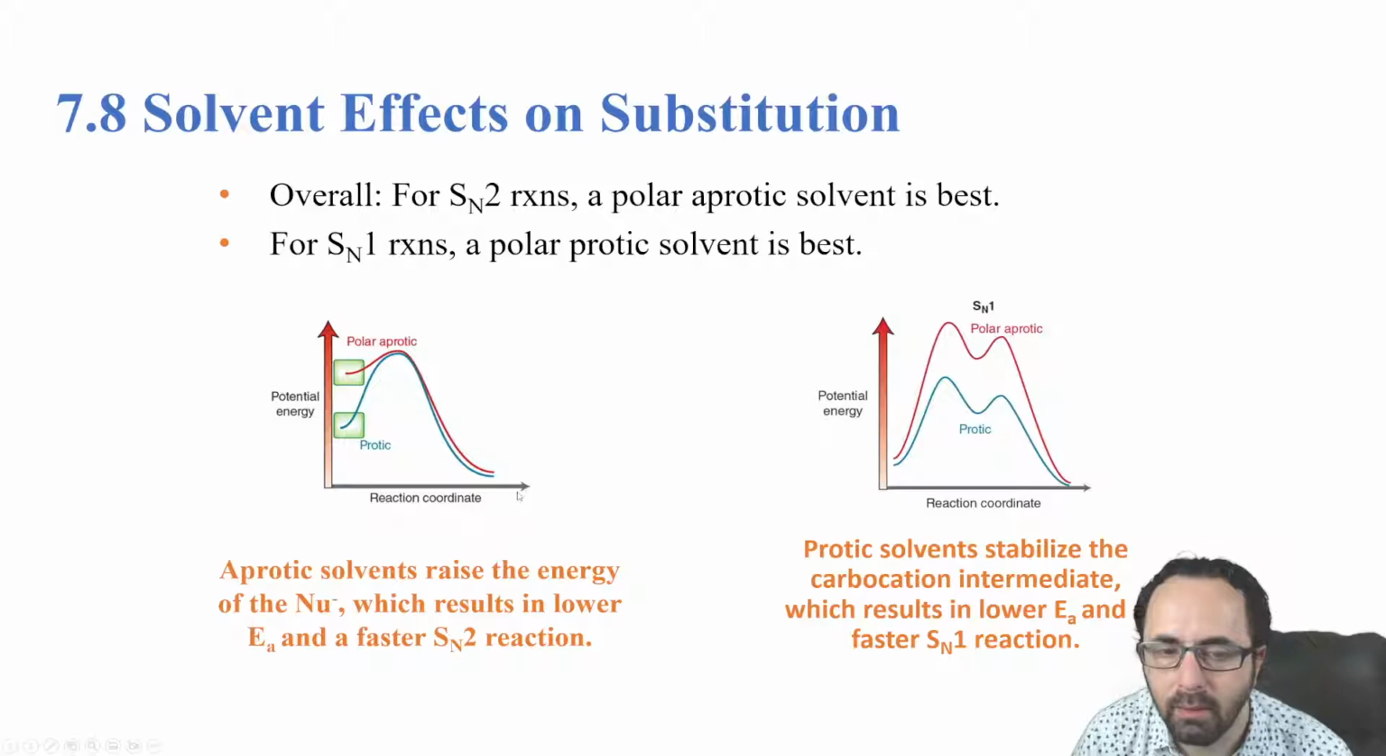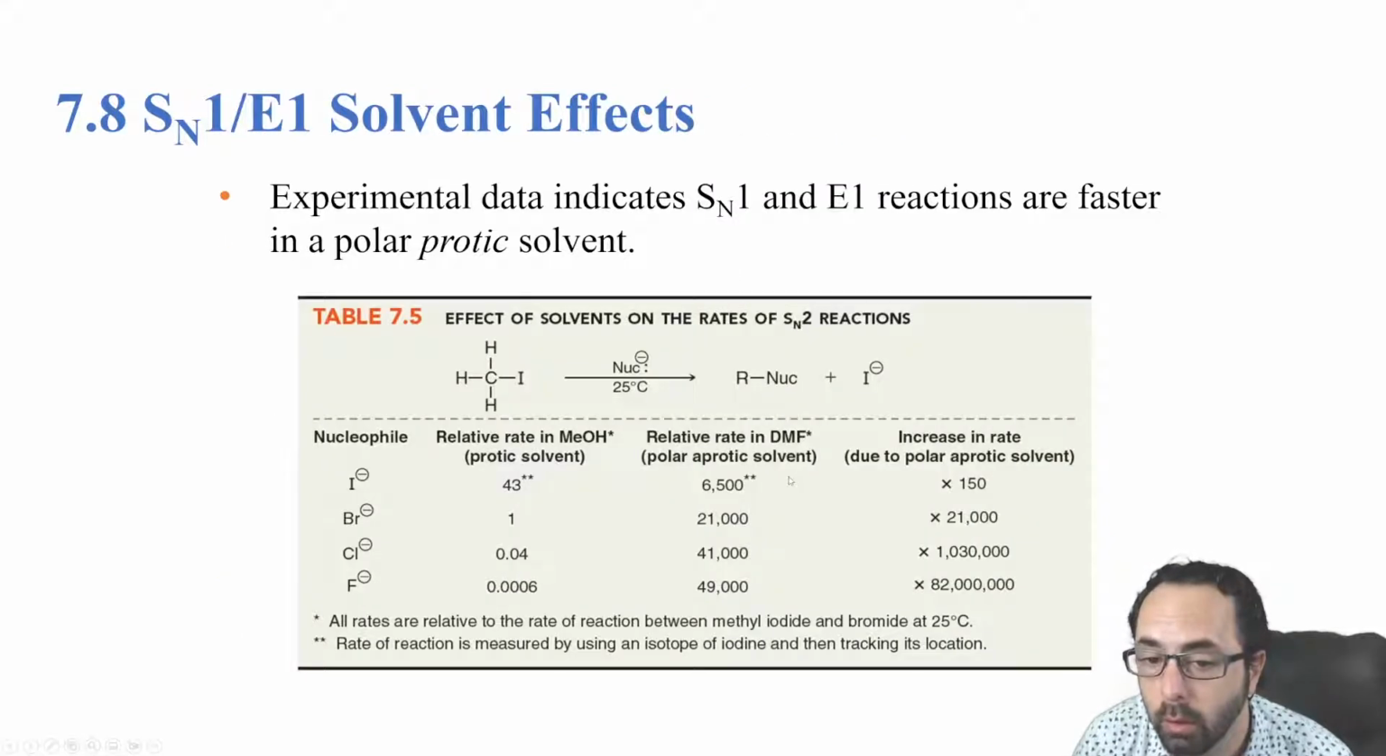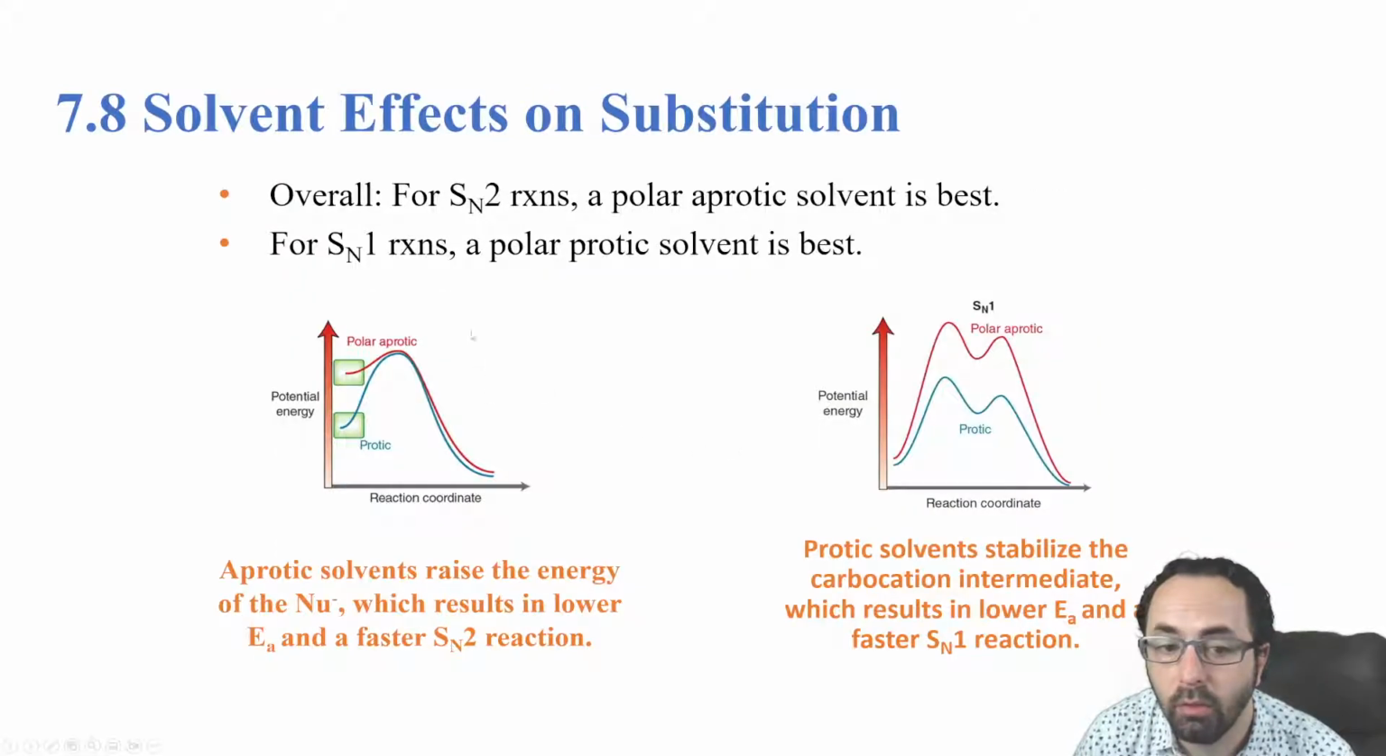And why is this? Well, what we're concluding here is for SN2 reactions, you want to use a polar aprotic solvent. What's shown here is DMF, dimethylformamide. We'll look at the structure of that later. It doesn't have an OH. For SN1 reactions, we want a polar protic solvent. And so why is that?